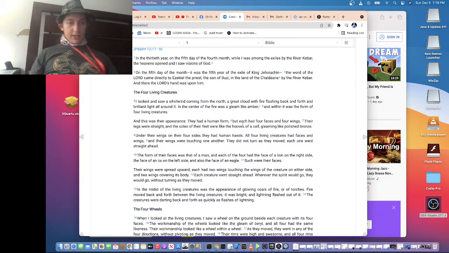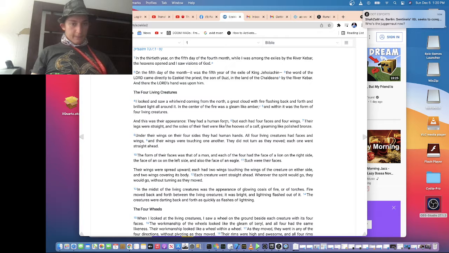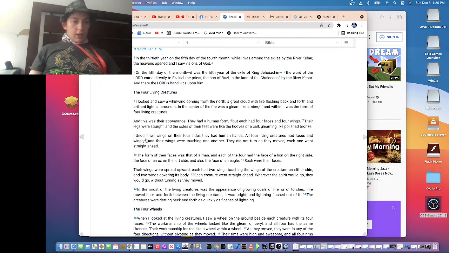Alright? Their legs were straight, and the soles of their feet were like hooves of a calf, gleaming like polished bronze. So, feet. Their feet were straight. So what does that mean? What holds on to these doors? What holds on to it? They're straight. They're absolutely straight. And the soles of their feet were like hooves of a calf. Okay? Alright, under their wings, on their four sides they had human hands.